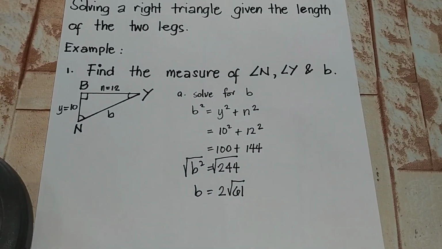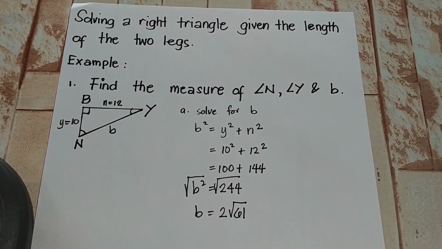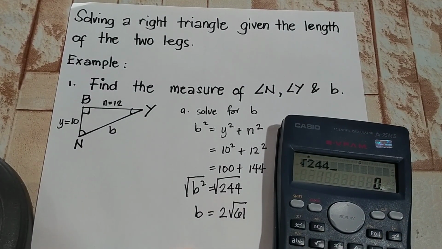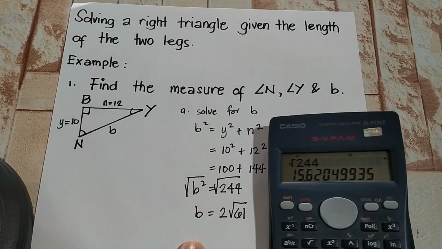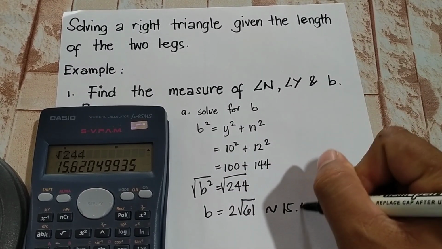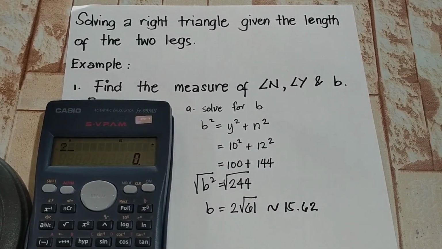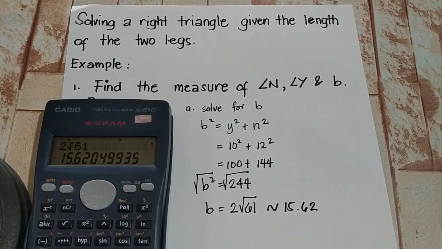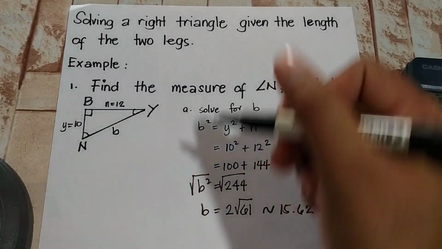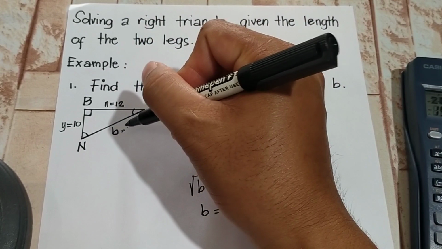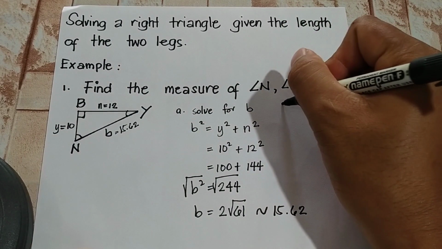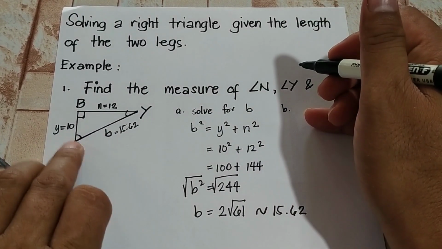Or using our calculator, we have the square root of 244 is equal to 15.62. So therefore, 2 square root of 61 is just the same thing as 15.62. Okay, so we're done with side B. This is 15.62 units. Now let's move on to find the measure of angle N.